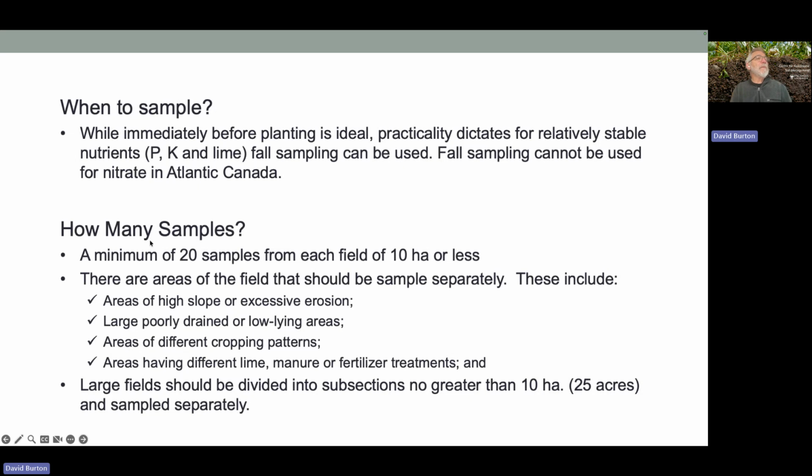How many samples? Again, collecting a minimum of 20 samples from each field of 10 hectares or less. And in some cases, we'd be sampling regions of the field separately. Again, that's that stratified sampling. Very large fields should be divided into subsections because there's likely going to be variation as you move across that field as a result of soil formation or past land use.